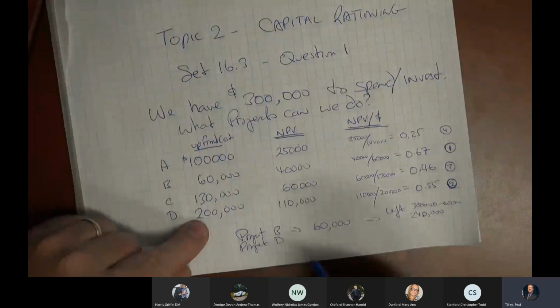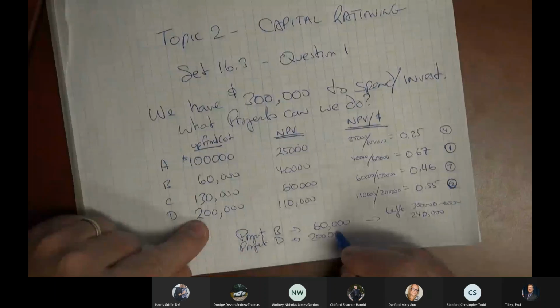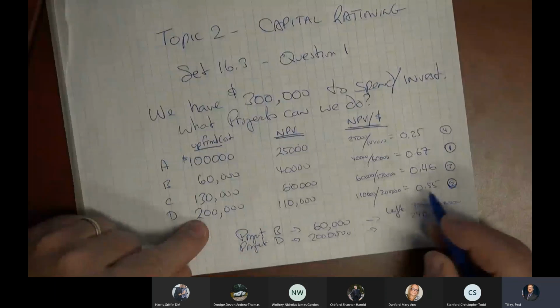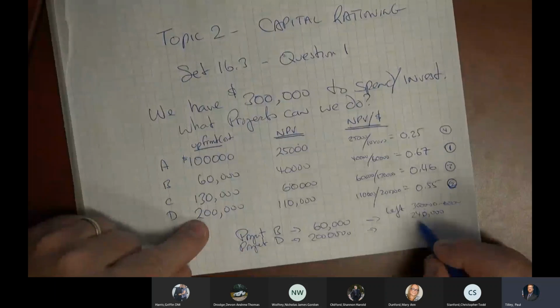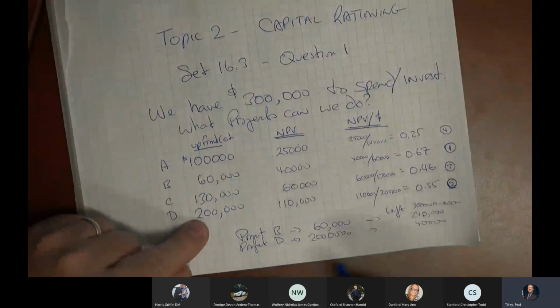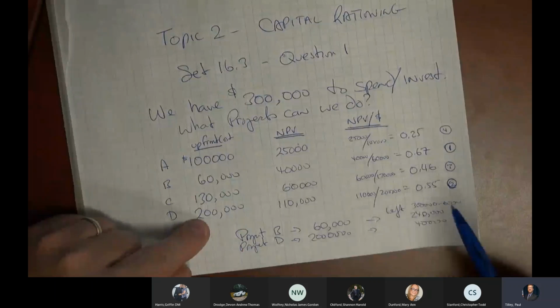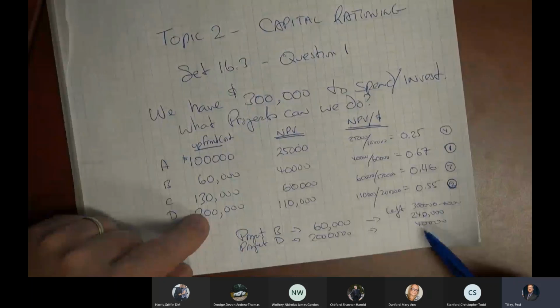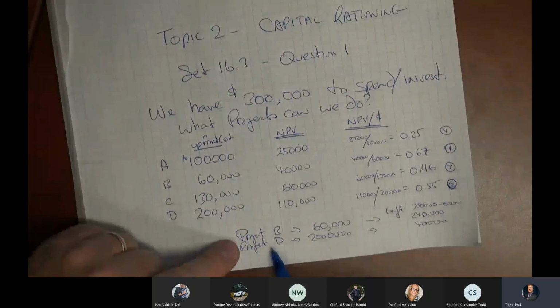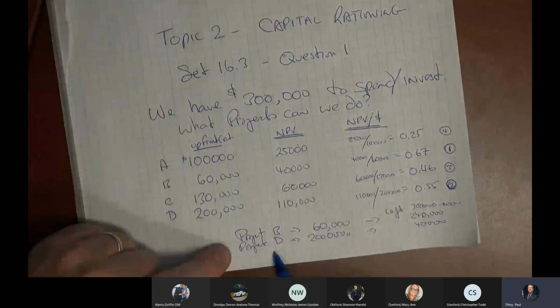D, it's the second highest. It has an upfront cost of $200,000. So the amount of money that we have left over after spending that is $40,000. So can we do anything else? Is there any upfront cost that's less than $40,000? No. So project B and D would yield the biggest bang for the bucks that we're spending. We're not spending all of our bucks, granted, but it certainly provides the best bang for the buck.